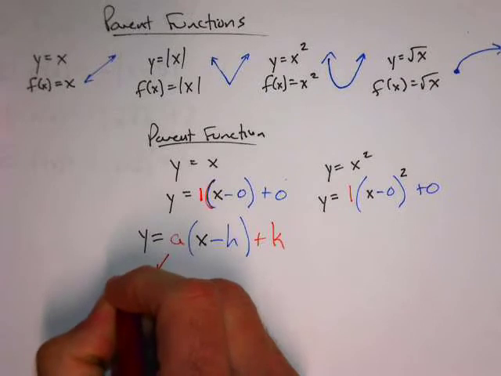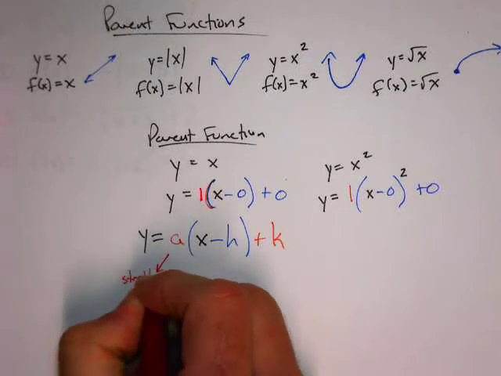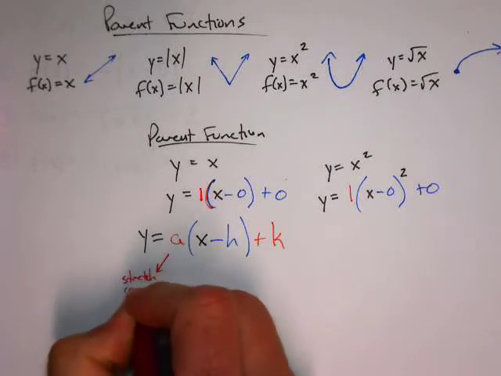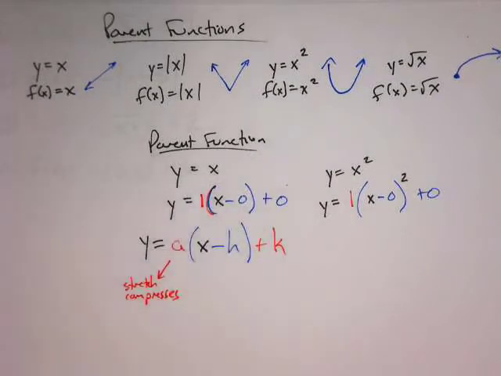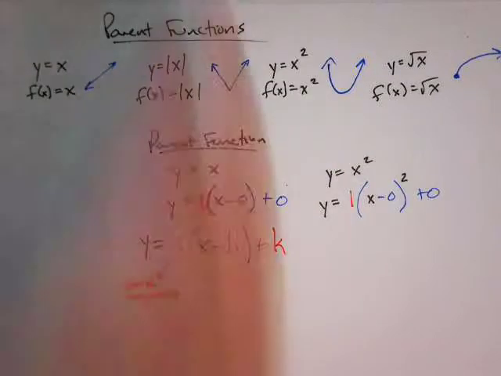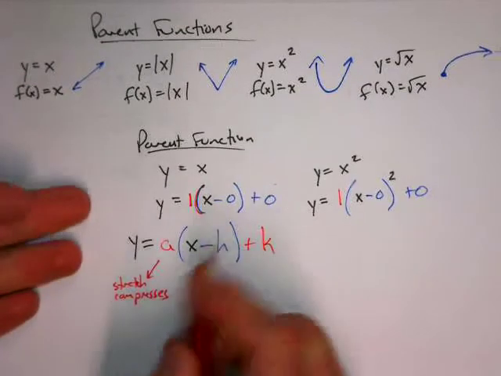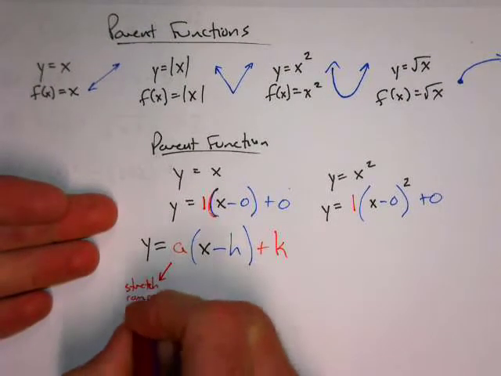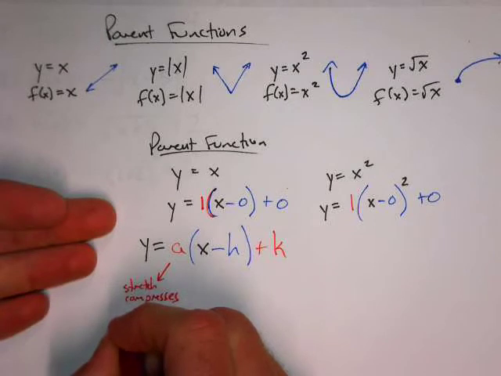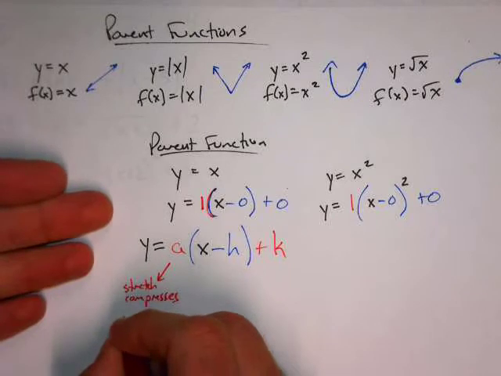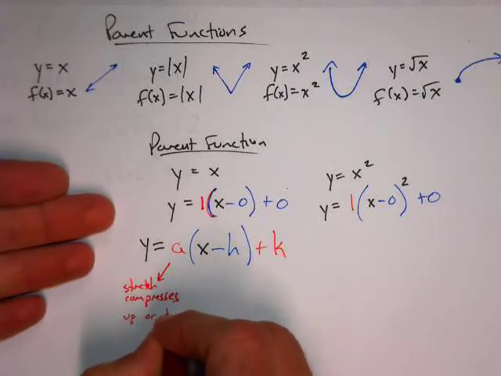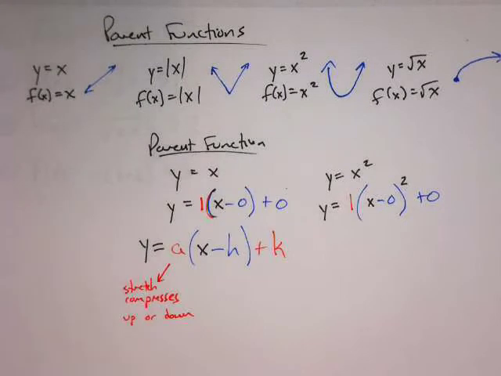It either stretches or compresses a graph. In the case of a linear function, it is the slope. It affects the slope. So it stretches, it compresses a graph, and it also determines whether or not the graph goes basically up or down, or reflecting over the x-axis. So I'll just call it up or down, or reflection over the x-axis.